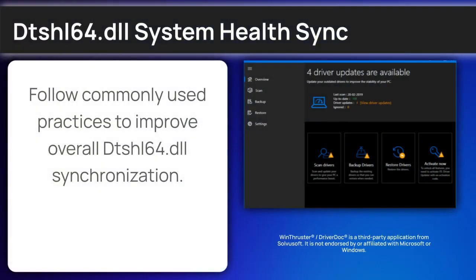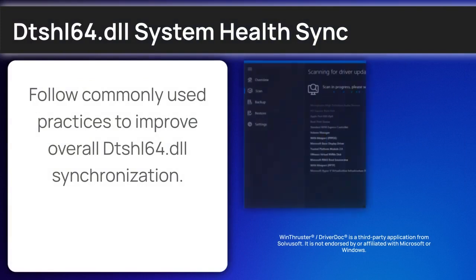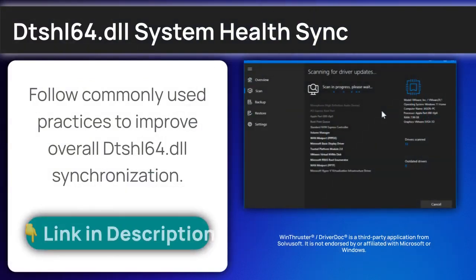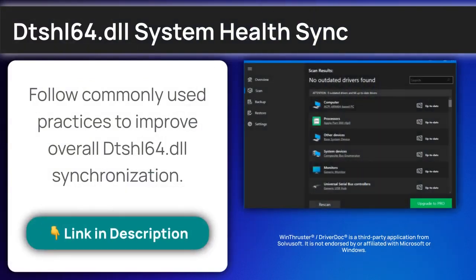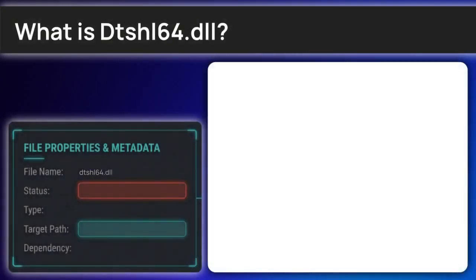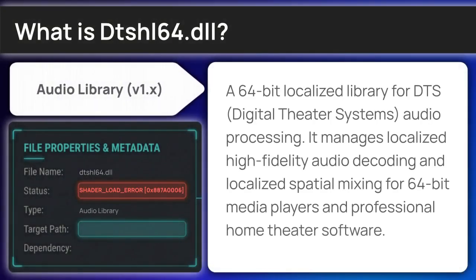To start our troubleshooting for dtshl64, you can follow my manual steps or use a utility for a clean environment review. This is the dtshl64, a 64-bit localized library for DTS digital theater systems audio processing. It manages localized high-fidelity audio decoding and localized spatial mixing for 64-bit media players and professional home theater software. Let's get to work. We'll start with the most common fix for this specific error.